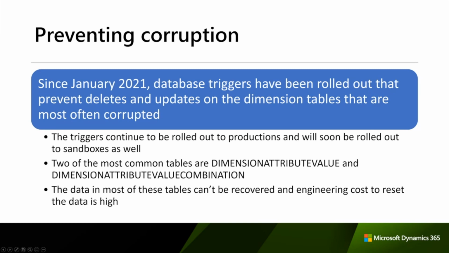One thing, the amount of corruption we've got, we'll talk about the impact on everyone in a minute, but we're still consistently seeing corruption due to deleted records. So for a little over a year, database triggers have been rolled out that prevent deletes and updates on the dimension tables that are most often corrupted. I want to say there's around 10, and 2 that we talked about today, dimension attribute value and dimension attribute value combination, are definitely on the list. They're high on the list. I think there was one more, and they're in the top 3.